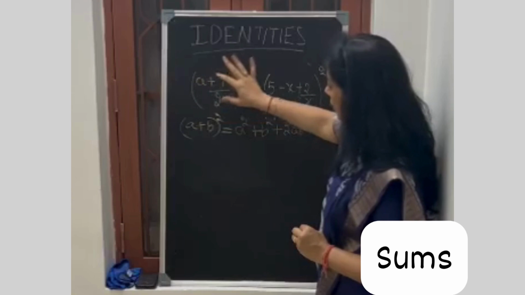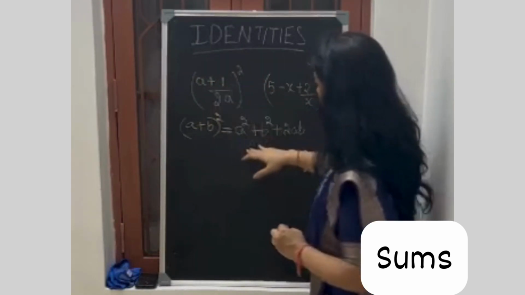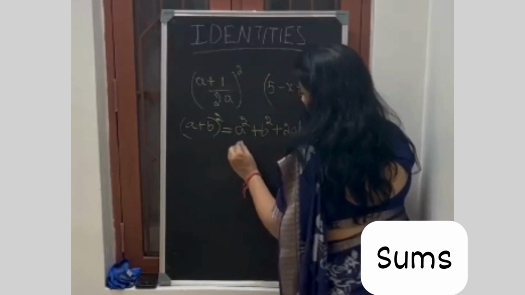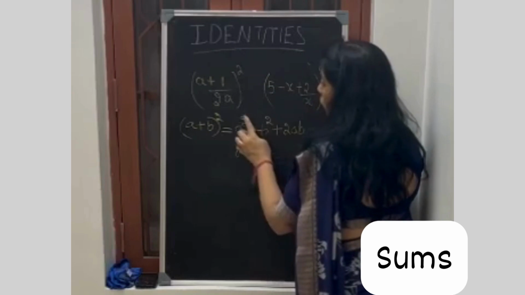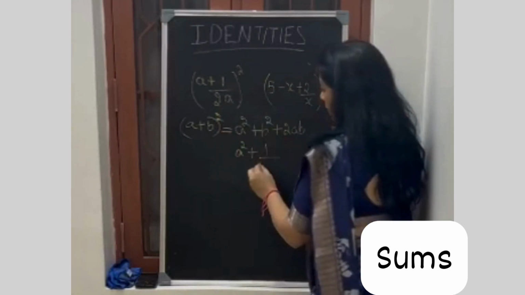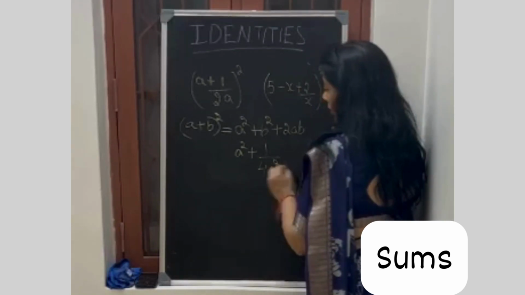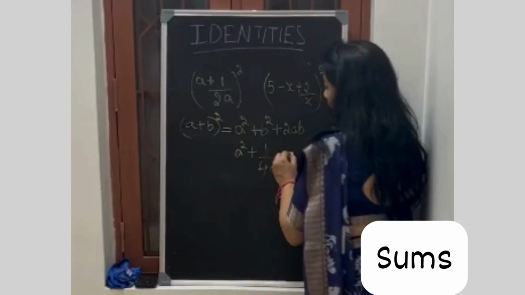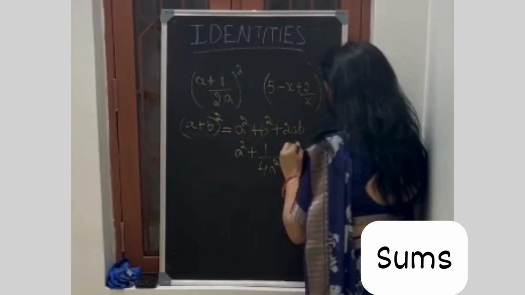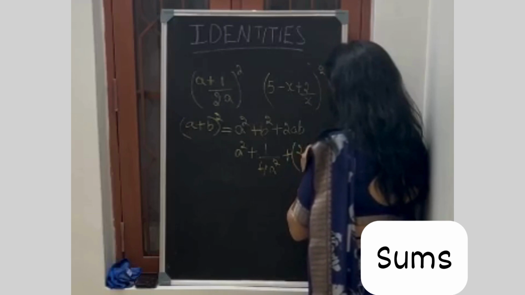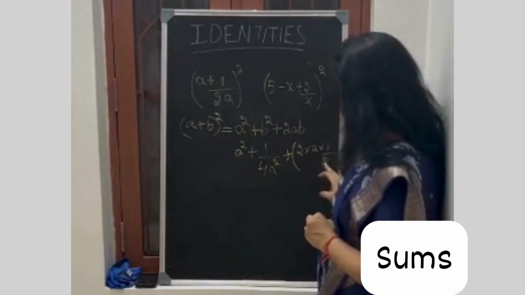So this is my a, and this whole fraction is b. So what will I write? a square is a square. In place of b I will write (1 by 2a) the whole square. So 2a squared will be 2 into 2 is 4, a into a is a square, so 4a square. Plus 2ab. 2 into, I write it in the bracket, a into 1 by 2a, because b is 1 by 2a.